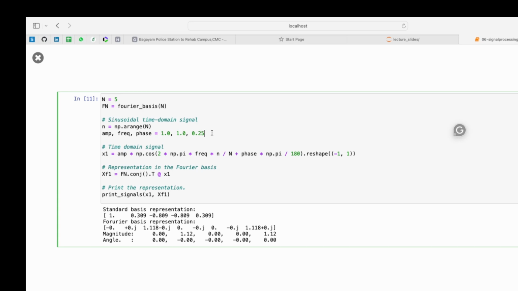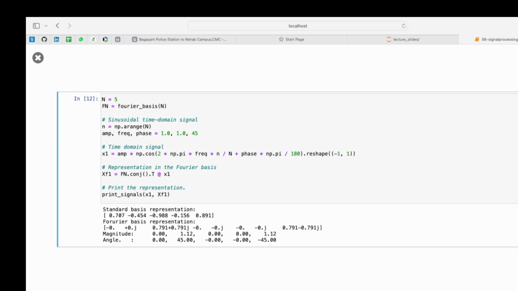Hold on, no. In fact, I'll set the phase to, let's say, 45 degrees. Okay, run this again. The magnitude has not changed. What has changed is now it says that at this location the magnitude is 1.12, but the phase is 45.